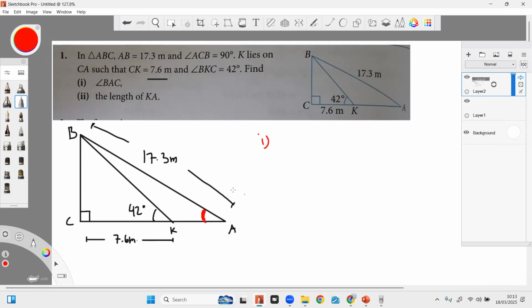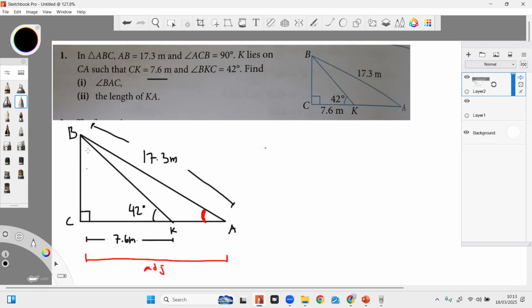There is nothing we can do for BAC so far, right? Because we don't have a complete adjacent. So this is the adjacent of BAC. We don't have any complete clue, so we cannot do part one first. The length of KE, okay, more later.